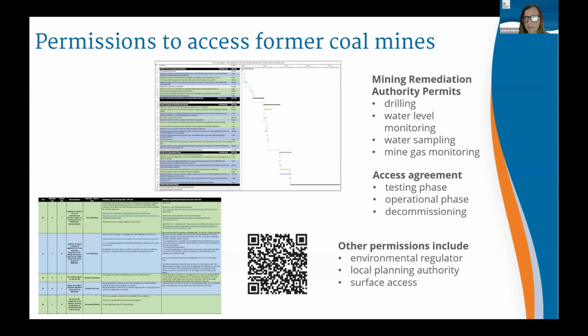Within the access agreement, we have those 2 phases, and that is then concluded by decommissioning of a scheme at the point at which the scheme is no longer to be operated. As I said, this has been developed jointly with the Environment Agency. Other permissions might be required, such as those from the local planning authority, or where surface access is required from a landowner or a property owner.